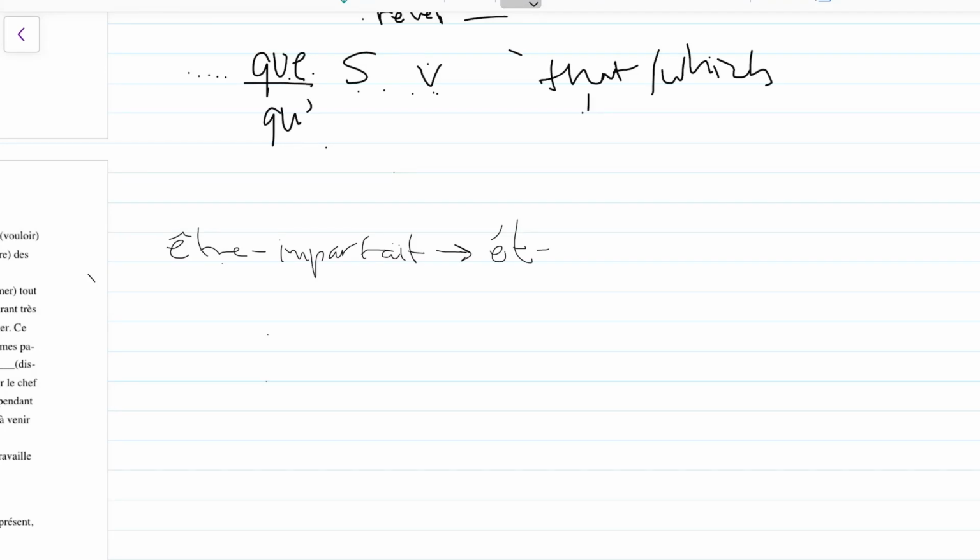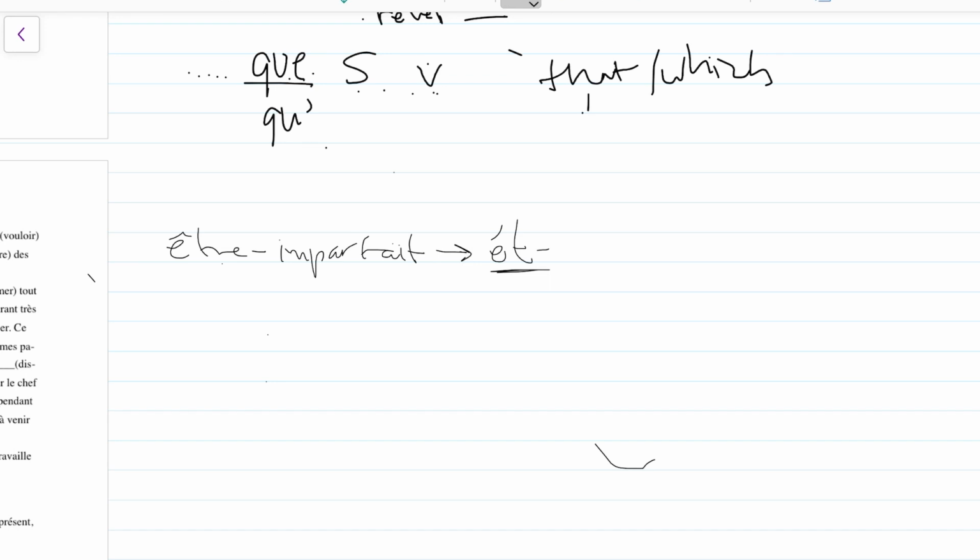So as I was saying, imparfait is only one verb. You take off the ONS from the nous form, you add AIS, AIS, AIT, IONS, IEZ, AIENT for the ils plural form. There's only one irregular, and that is être. Its root is ét.